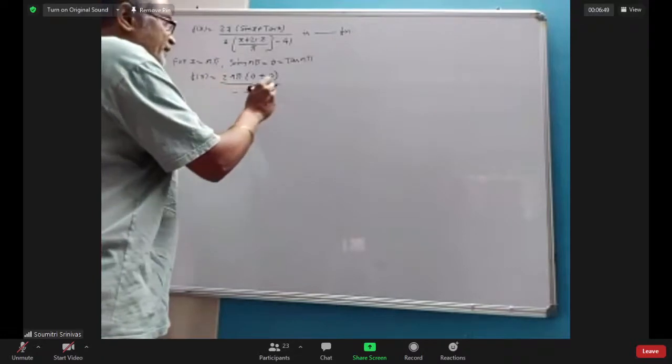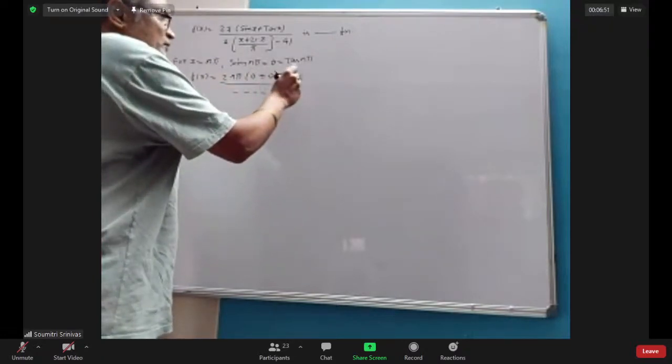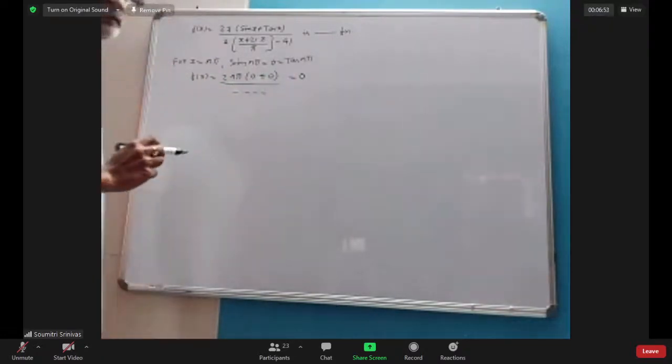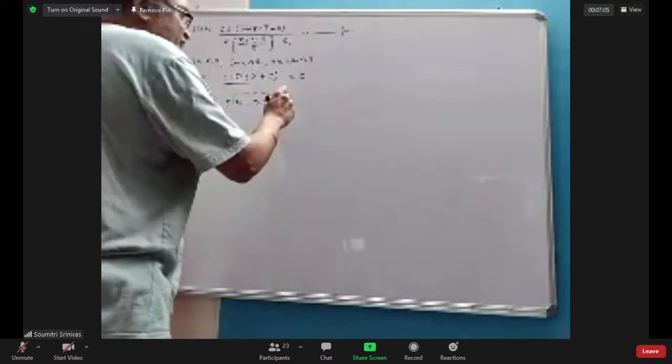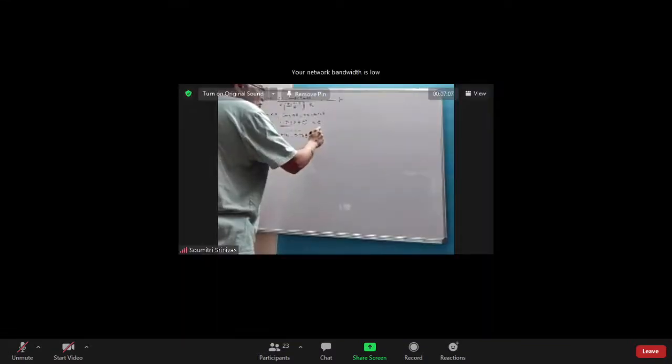Some denominator. That is what I want to say. X is equal to n pi. F of x is equal to 0, which implies f is both even and odd.